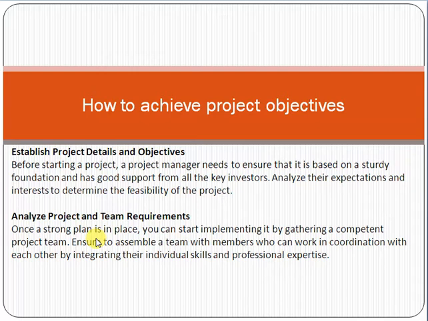How to achieve project objectives? Friend, first of all, you should establish the project details and objective. That means whatever you are going to implement, you should have a detailed objective in your mind or in written format, that what you are going to achieve actually.